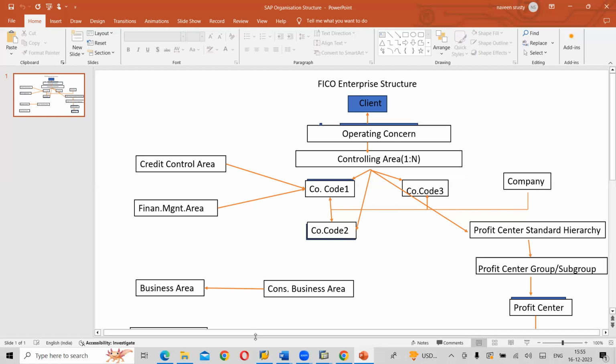Okay. Any questions here? So we need to understand, what do you mean by profitability? What is profitability? Revenue versus cost. What is your income and what is your expenditure? Revenue versus cost. You will get the profitability.